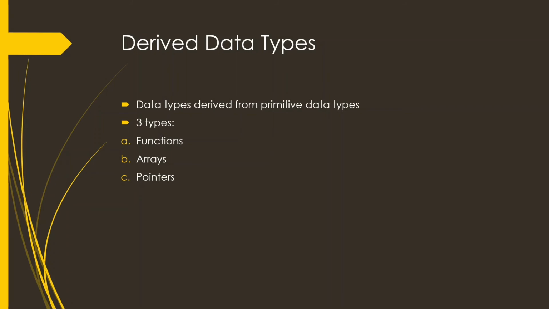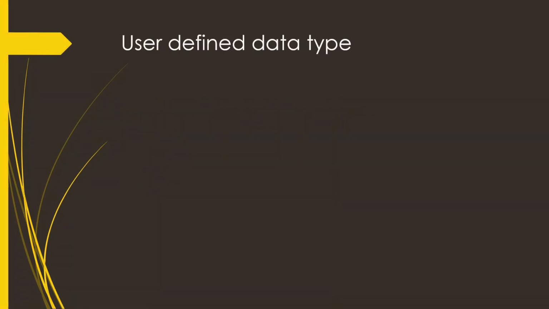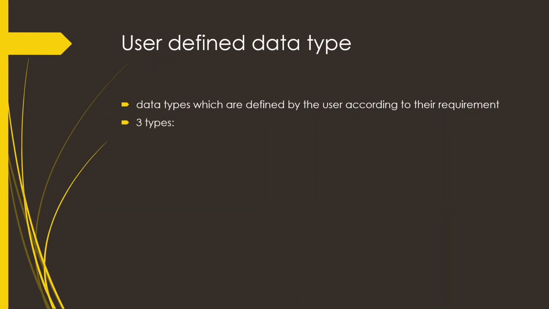Now, array is a collection of homogeneous values stored at contiguous memory locations. We will also discuss arrays later. Pointers are variables used to store the address of another variable. Now, next is the user-defined data type. Data types which are defined by the user according to their requirement are known as user-defined data types. C has a feature called type definition, which allows programmers to define their own identifier that could represent an existing data type. Now, there are 3 types of user-defined data type, namely structure, union, and enumeration.